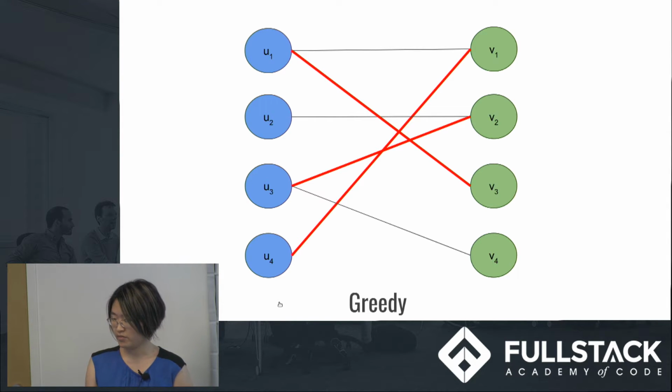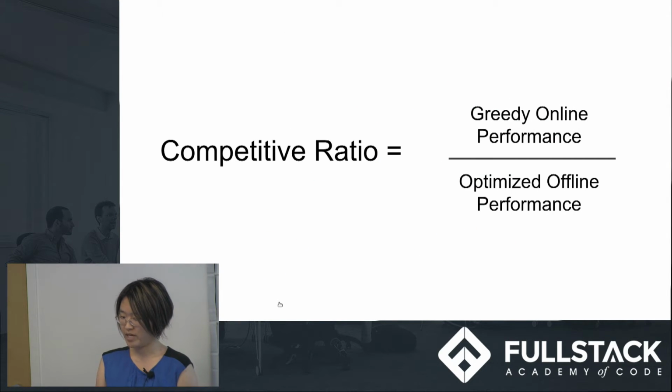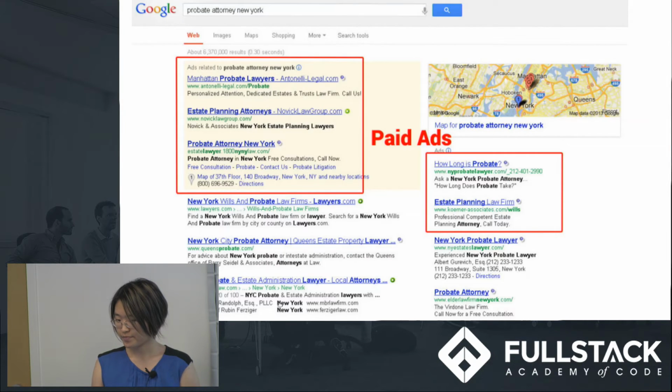So how do we actually know if a greedy algorithm is good? We measure greedy algorithms by measuring the competitive ratio, which is the ratio of the greedy online performance to the optimized offline performance. And now that we know the basics of ad matching, let's take a look at how bigger companies can modify the algorithm to be even more profitable.